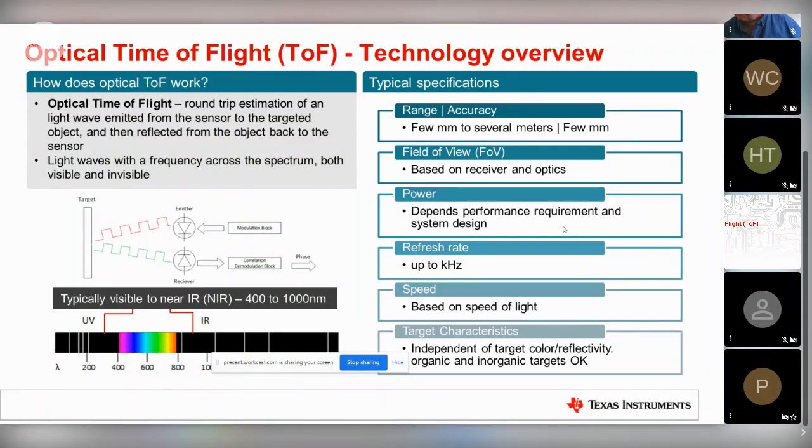Also, the targets can be organic or inorganic. So it can be human, animals, plants, or it can be a wall or something else. So you can use multiple types of target with this type of optical time-of-flight technology.